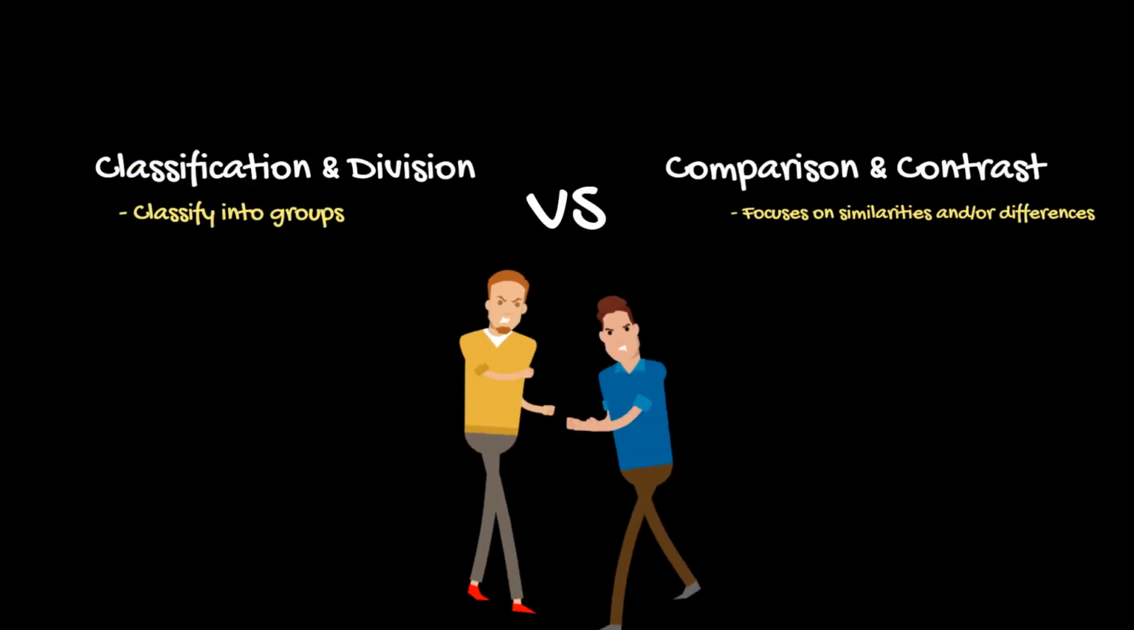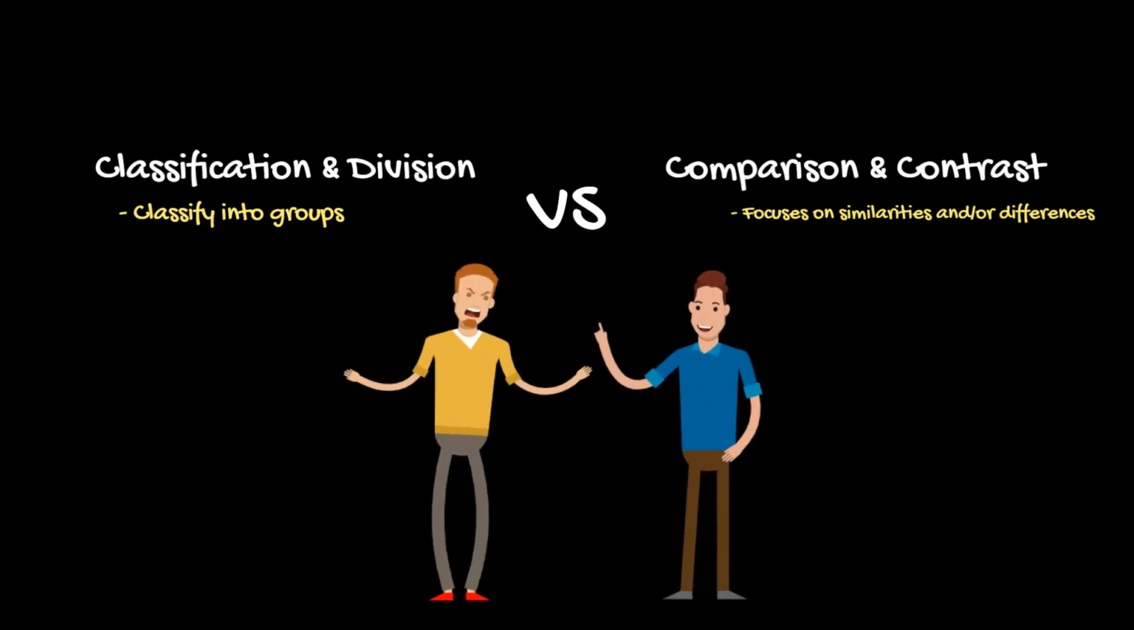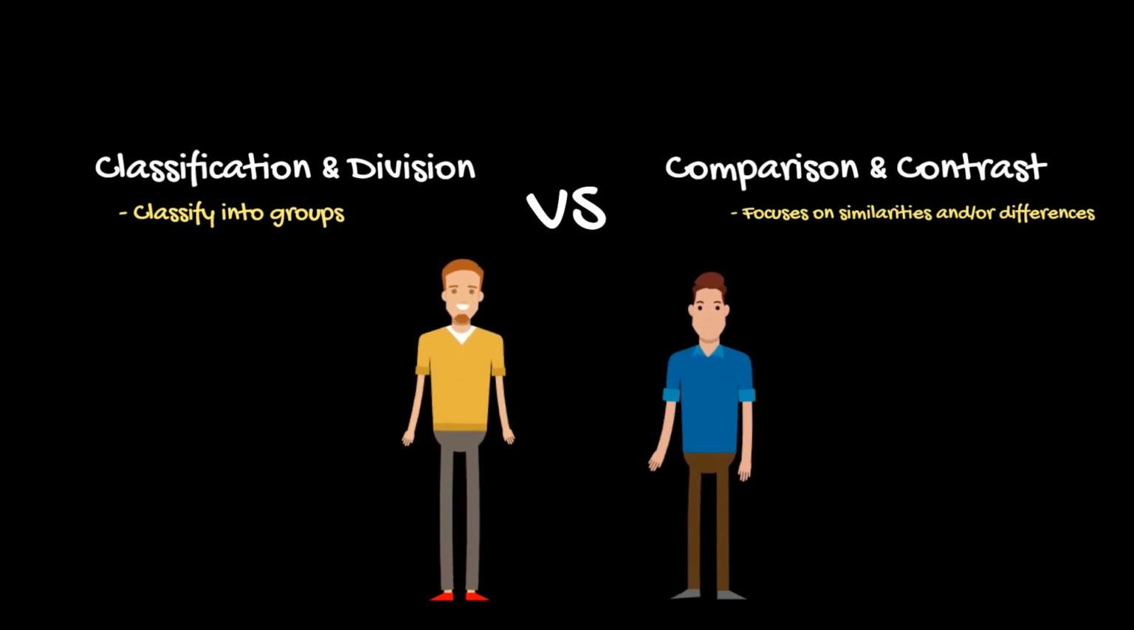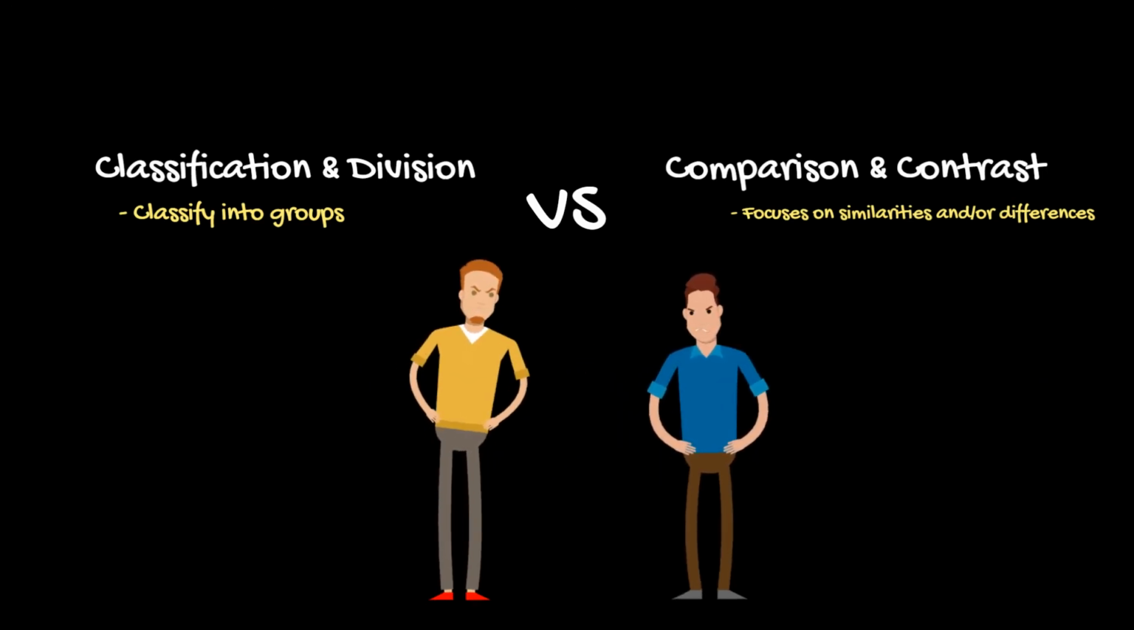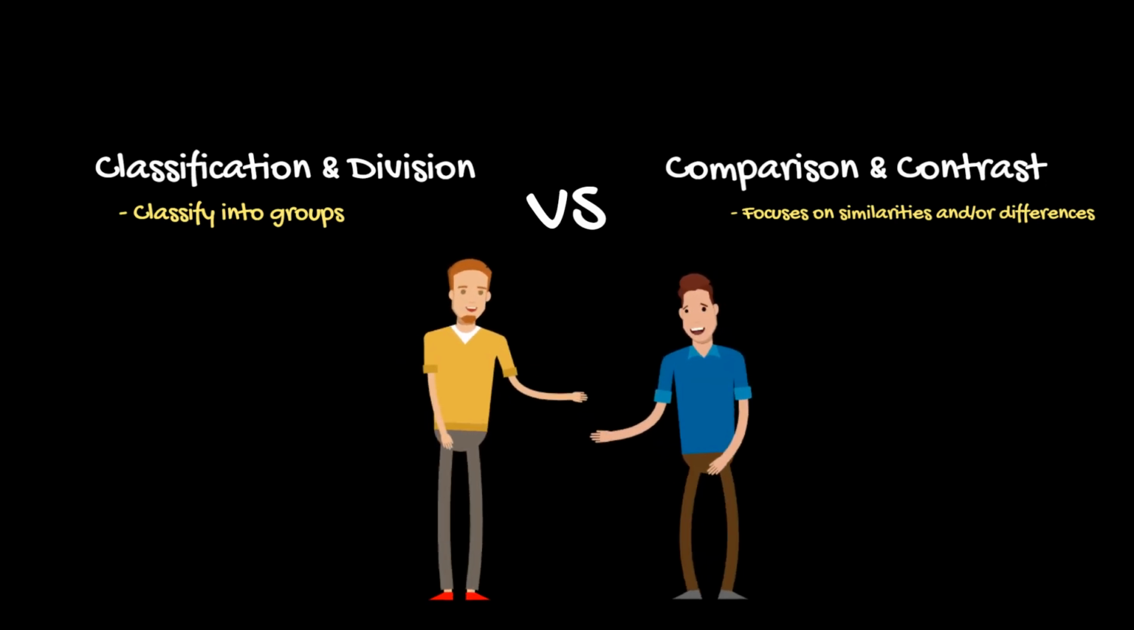Though classification and division, as well as comparison and contrast, show comparison within its contents, it is important to note that the focus of classification and division is to group and categorize, while the focus of comparison and contrast is to see similarities and differences within its contents.